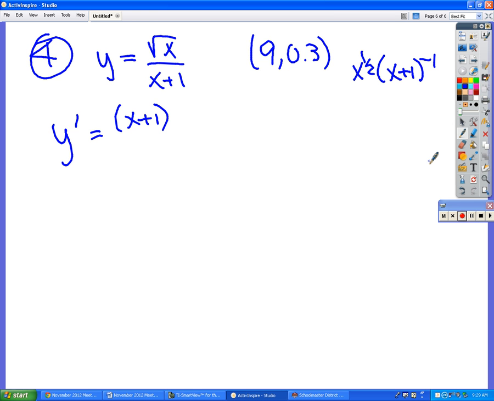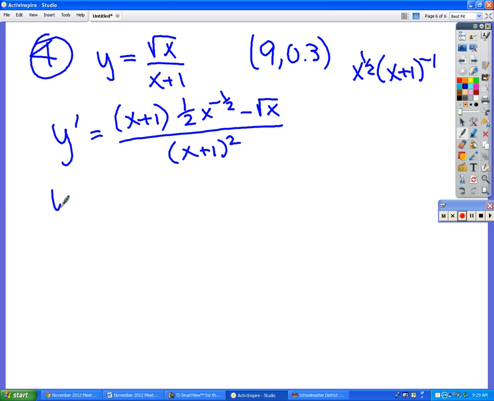This won't be so bad though. So we're going to go low d high minus high d low over the square of what's below. Right? The 18? Yeah. Now what? X. What's x? 9. So I'm going to plug in 9.